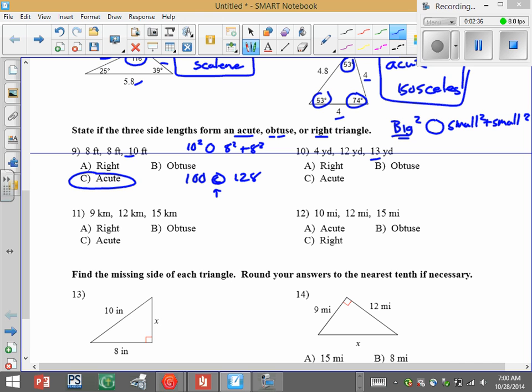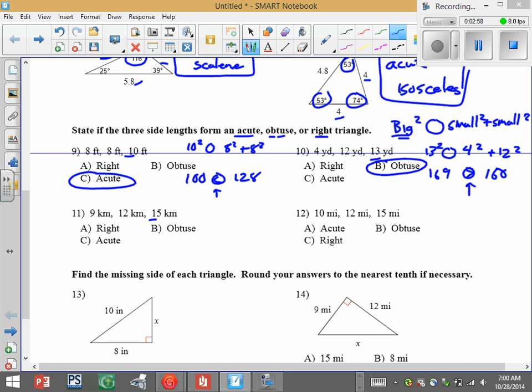Next, so the big one's 13. So we're going to do 13 squared. We're going to compare it to 4 squared plus 12 squared. So 13 squared is 169. And then 16 plus 144 is 160. Here's a case where it's bigger, right? 169 is bigger. And that gives way to obtuse.